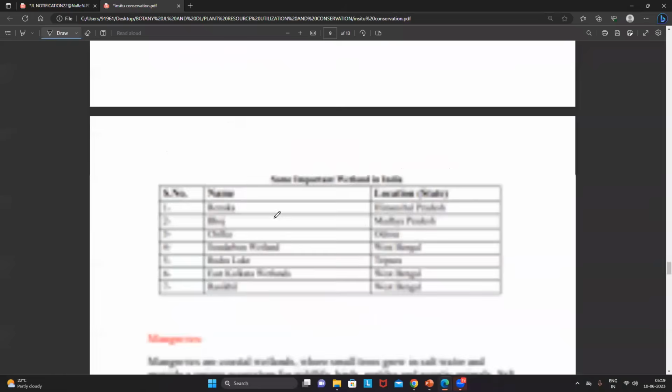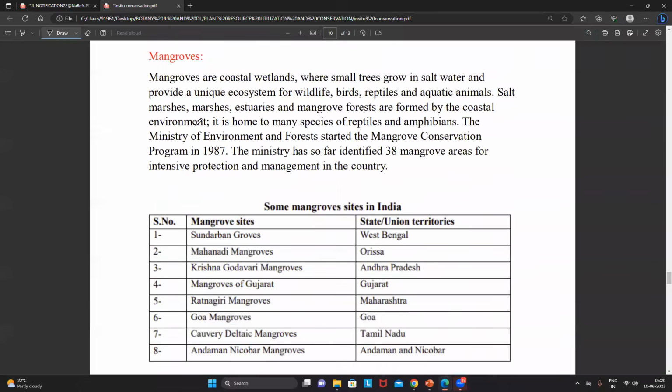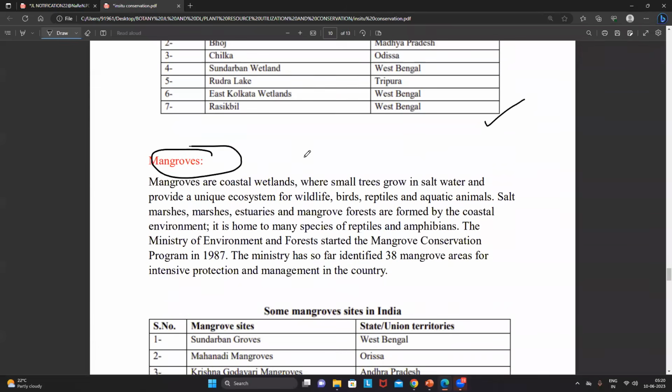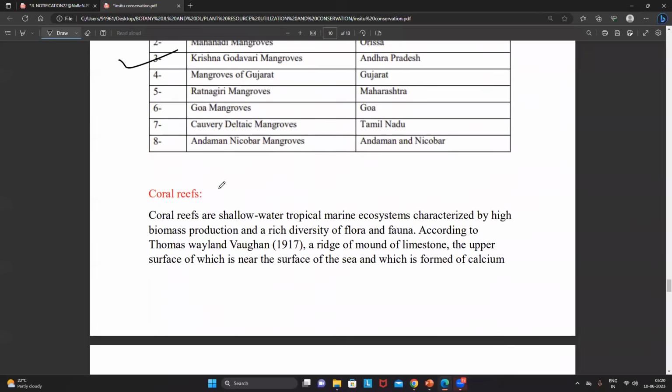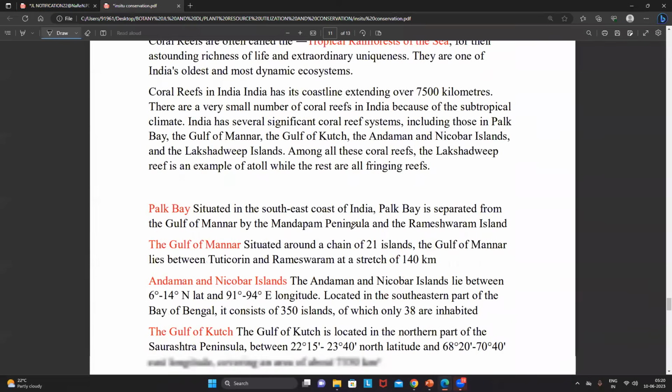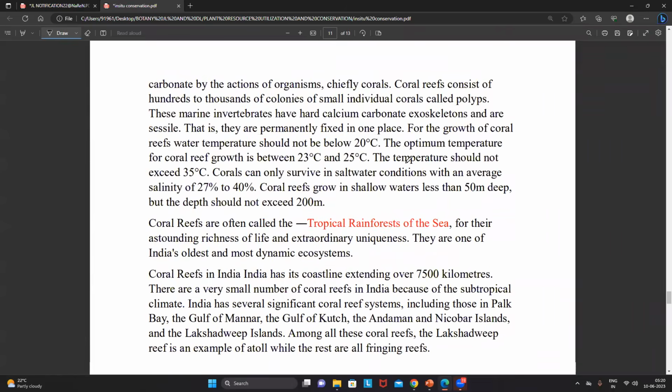The same thing here I have mentioned in the form of a table. So this table also you have to remember. Same, what are mangroves and the mangroves present in India? What are coral reefs? Some of the famous coral reefs present in India.